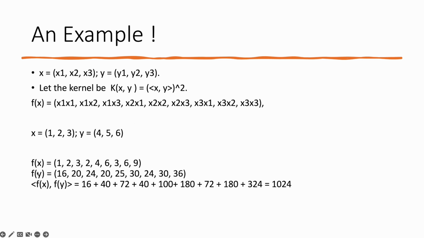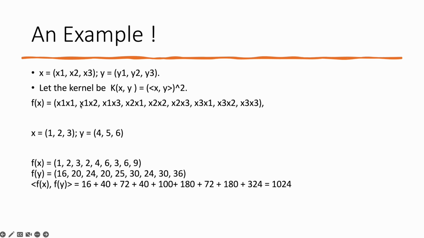Okay. Similarly, when f(y) is 4, 5, 6 in the existing dimension, if I put this into a higher dimension, this is 16, 20, 24, 20, 25, 30, 24, 30, 36, right? Clear? Like how we have arrived? We have not done it. It is just a mapping, right? From 1 to 3, we have gone to a higher dimension, the nth dimension.